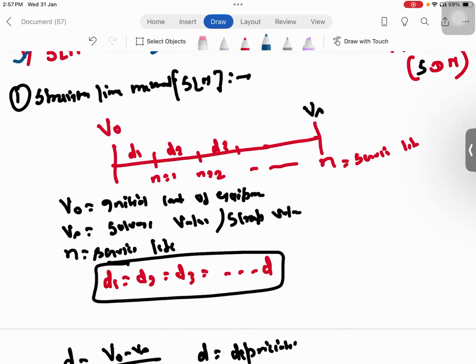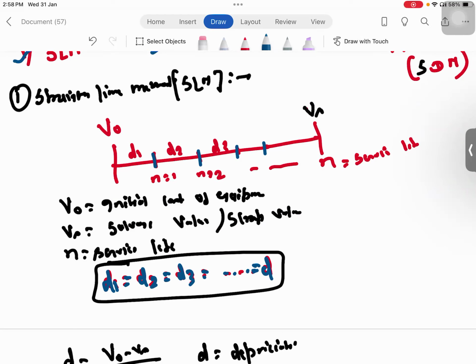In the straight line method, the assumption says that the depreciation in each and every year will be the same. What does it mean? Let's say the depreciation in the first year is D1, in the second year is D2, in the third year is D3, and so on up to Dn, and that is equal to D. Here you will see the depreciation in all these years is the same. This is the simple, basic assumption of the straight line method for depreciation calculation.